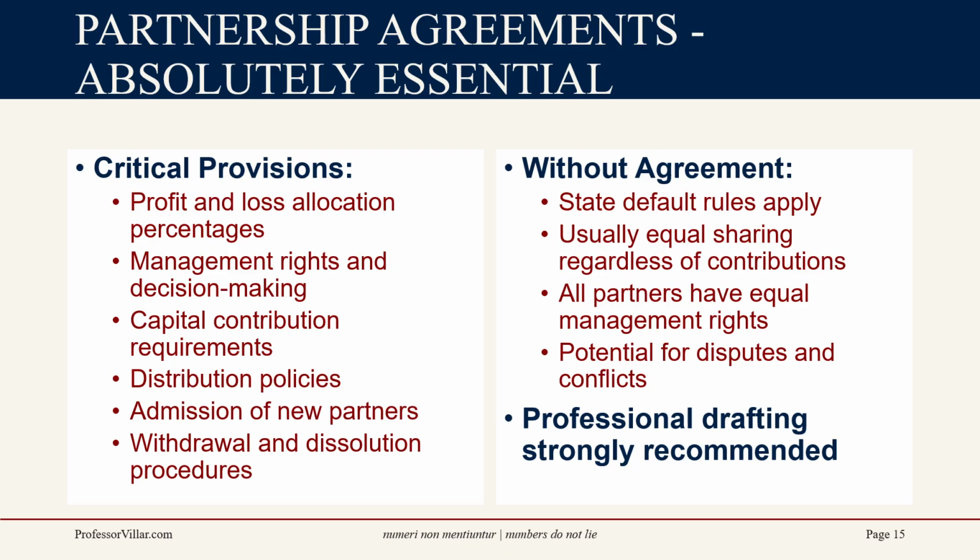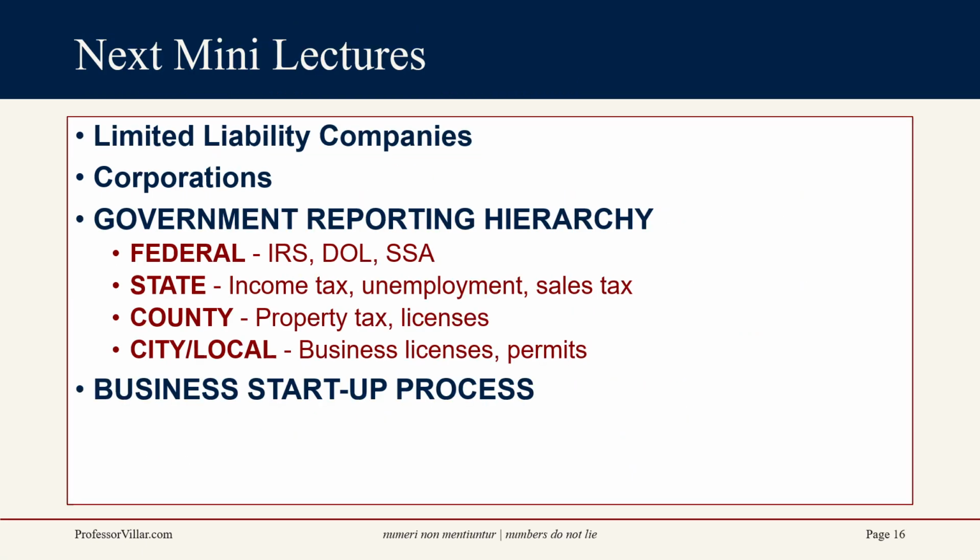I've seen partnerships destroyed because partners have different expectations about profit sharing, decision-making authority, or what happens when someone wants out. A good partnership agreement addresses profit allocation, management structure, capital requirements, distribution policies, and procedures for admitting new partners or handling the withdrawal of a partner. Don't try to save money by skipping on this. Invest in professional legal help, or at the very, very least, draft a sample partnership agreement.